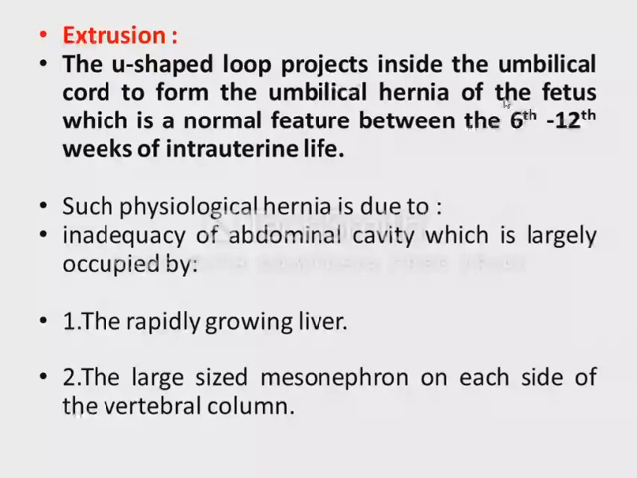Extrusion. The U-shaped loop projects inside the umbilical cord, forming the umbilical hernia of the fetus, which is a physiological or normal feature between week 6 and week 12 of intrauterine life. Such hernia is due to, number 1, inadequacy of the abdominal cavity, which is largely occupied by, number 1, the rapidly growing liver, and number 2, the large-sized mesonephros on each side of the vertebral column.